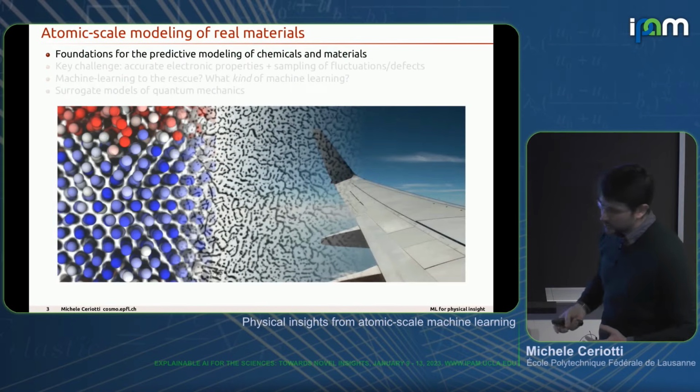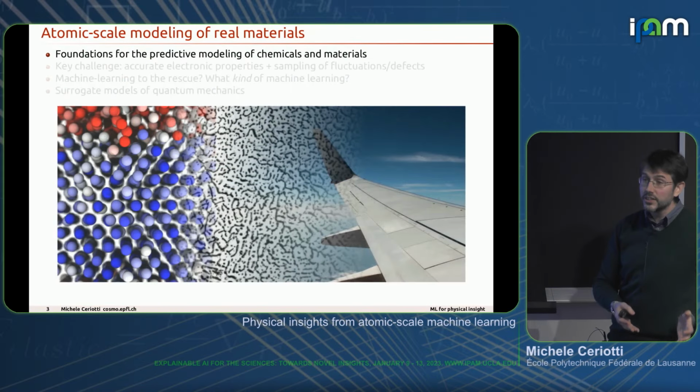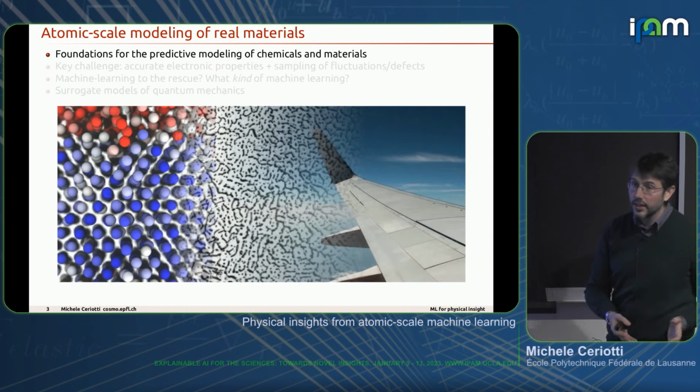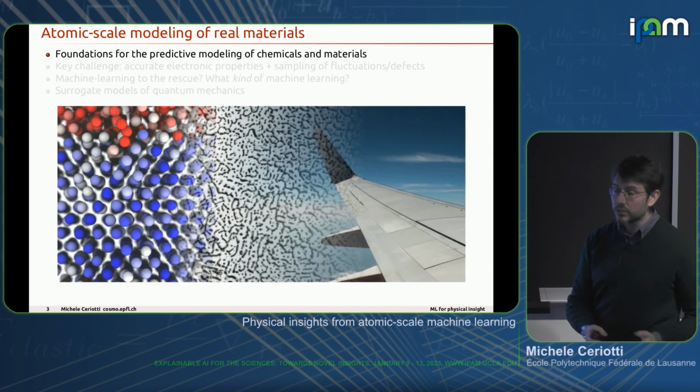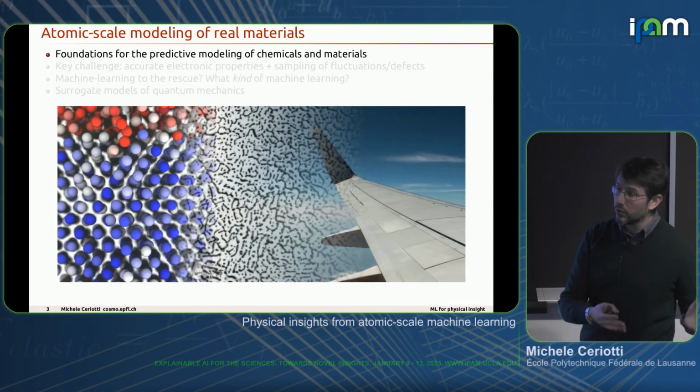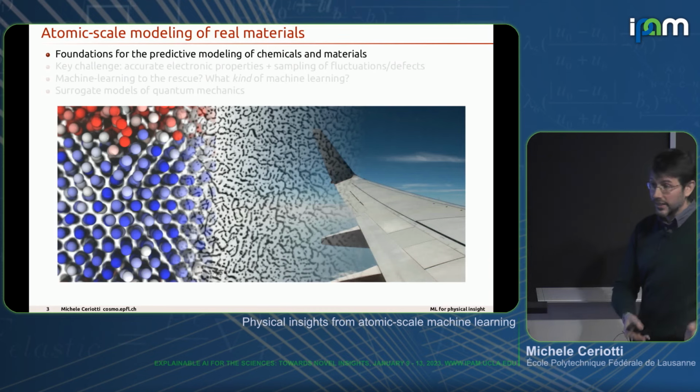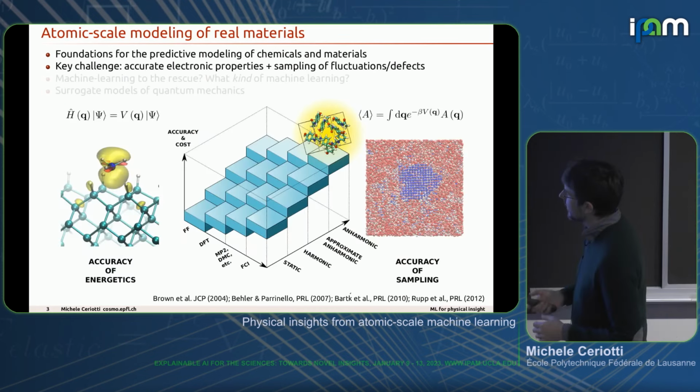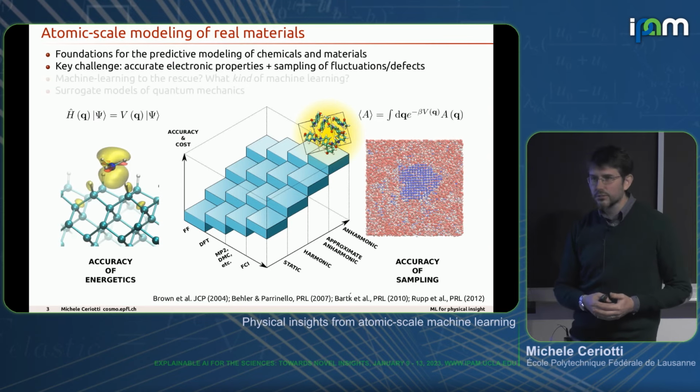So the notion is that since we start from fundamental laws of physics, we can be predictive. So we don't rely on experimental observations. We can make predictions about a molecule or a material that doesn't even exist yet. That's the general idea. So this is very nice, but it's also very difficult.